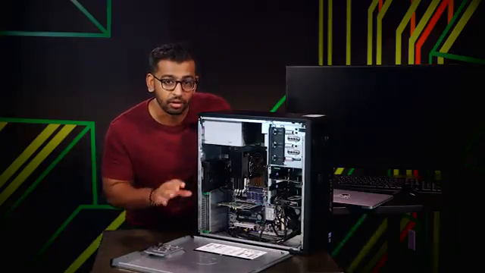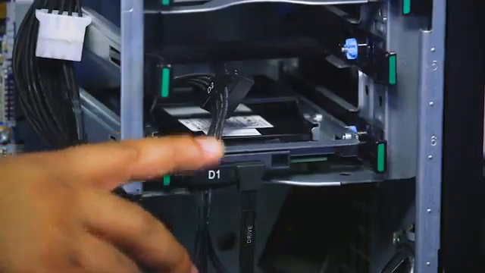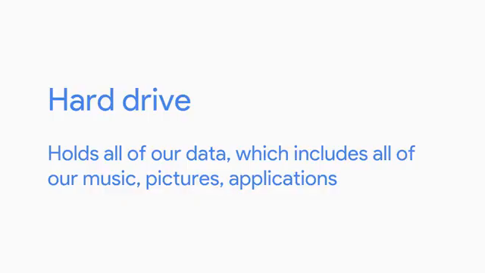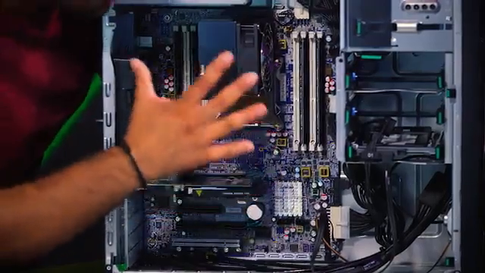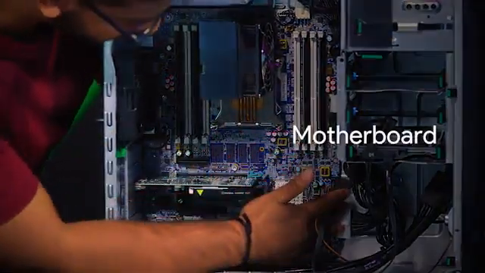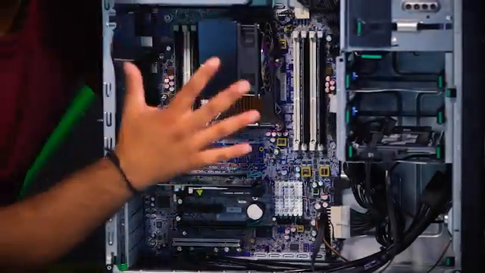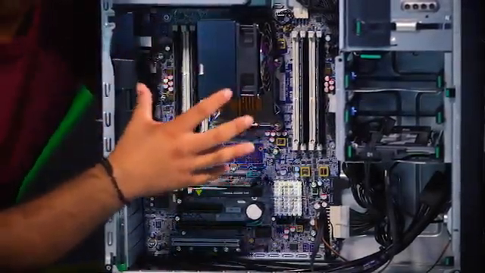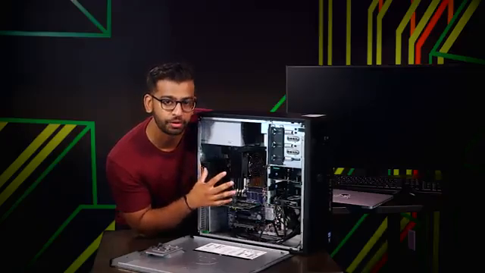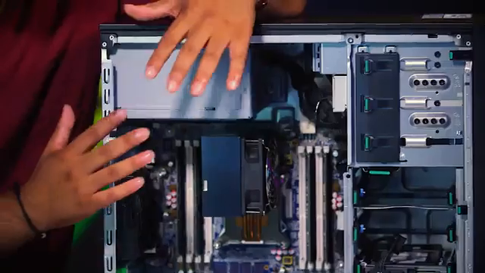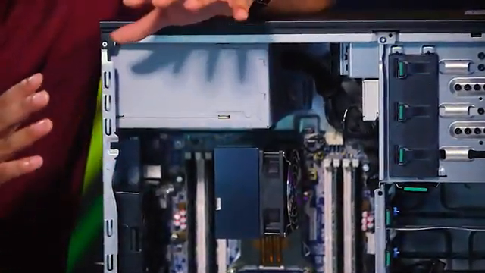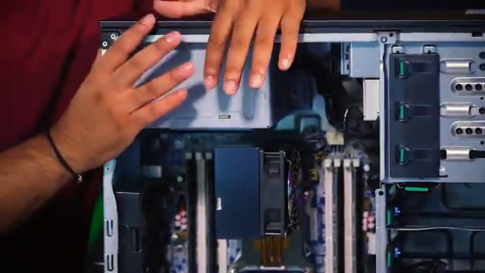When we want to store anything in long-term memory, we use this component here, the hard drive. The hard drive holds all our data, which can include music, pictures, applications. Let me show you something else interesting. Have you noticed this large slab here? This is our motherboard. It holds everything in place and lets our components communicate with each other. It's the foundation of our computer. You can think of the motherboard as the body or circuitry system of the computer that connects all the pieces together. The last component we'll talk about is our power supply, which converts electricity from our wall outlet into a format that our computer can use.